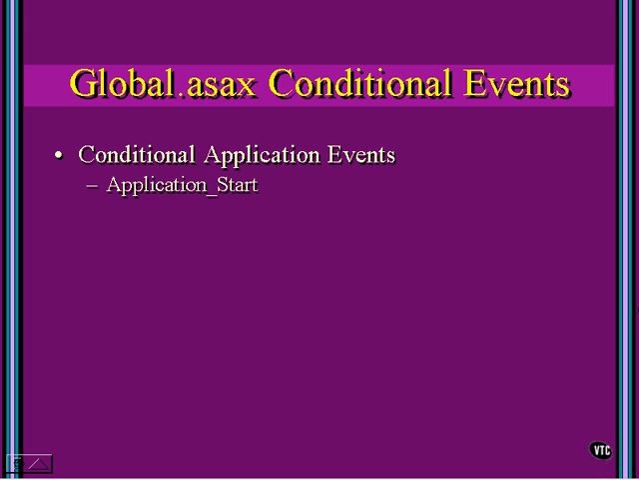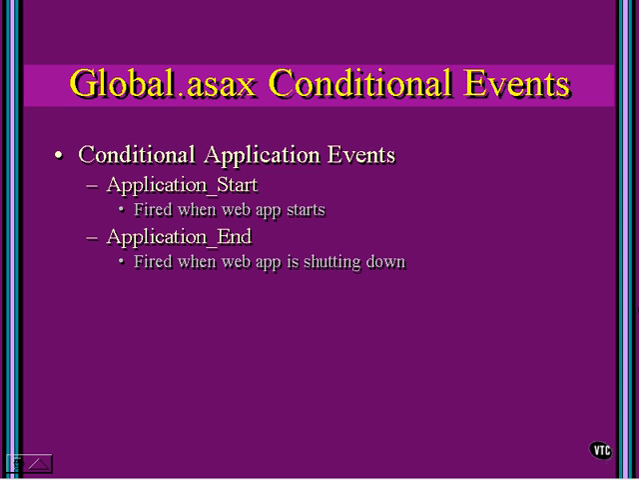But the conditional application events are application start. This is when our application starts, and it starts when the first user connects to any page that's part of the application. Application end. This ends when the web app is shutting down. All the users have disconnected, and all have timed out or gone, and the application is shutting down. We can put code on any of these events that I've mentioned in this video and have that code run and do cleanup, warn us, connect to databases, close our connections, free up memory, whatever.